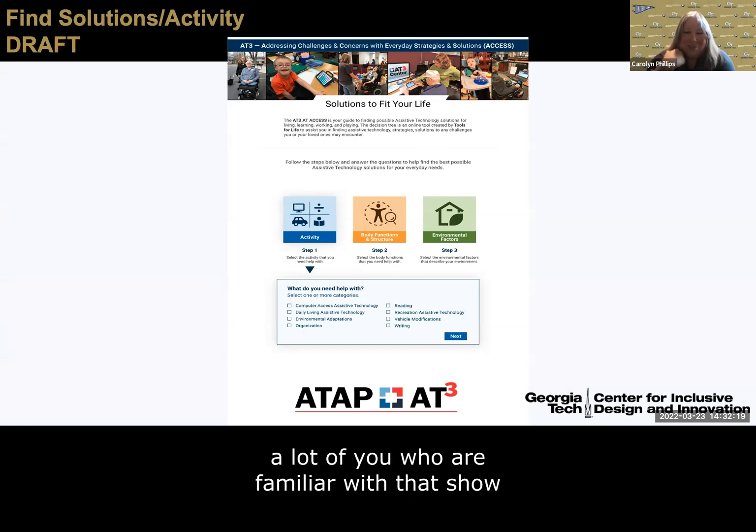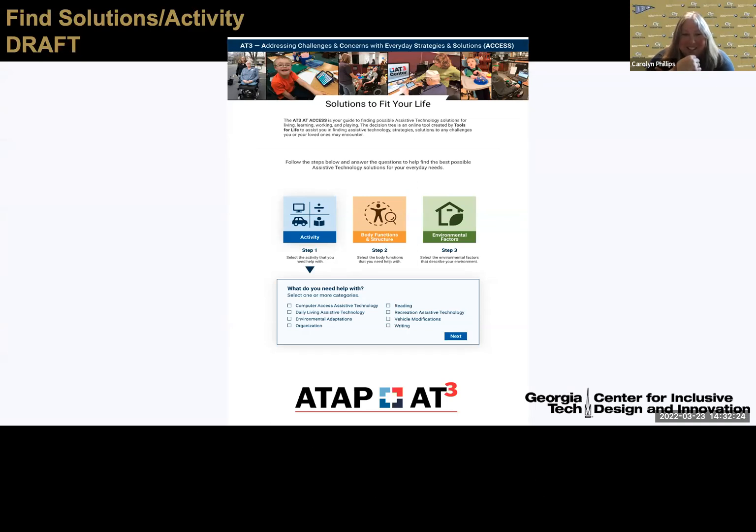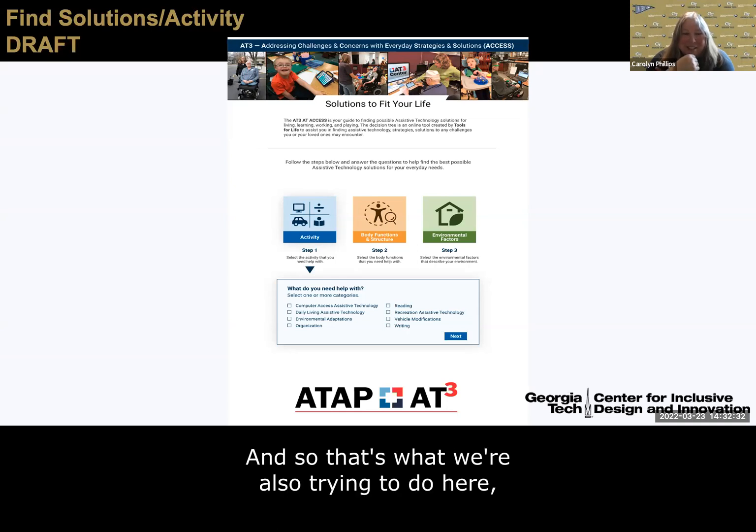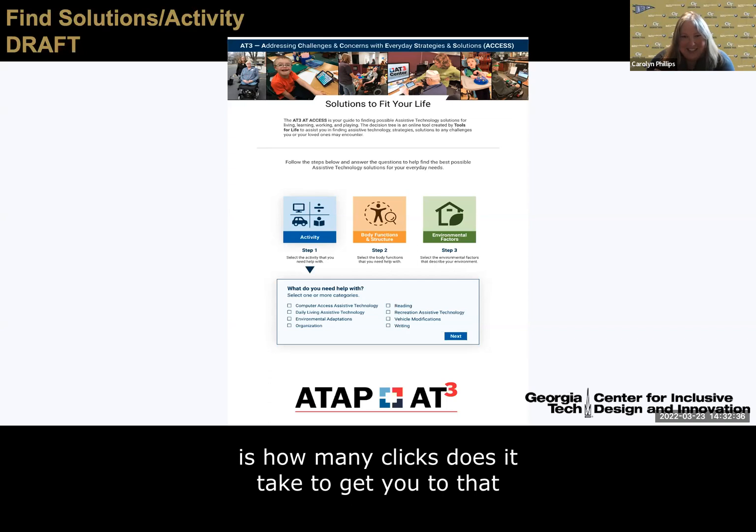A lot of you who are familiar with that show, and if you're not familiar with that show, it's really how many notes can we get? How many notes do you need in order to name that tune? And that's what we're also trying to do here: how many clicks does it take to get you to that solution, or that wealth of information that can get you to the next part of the conversation.